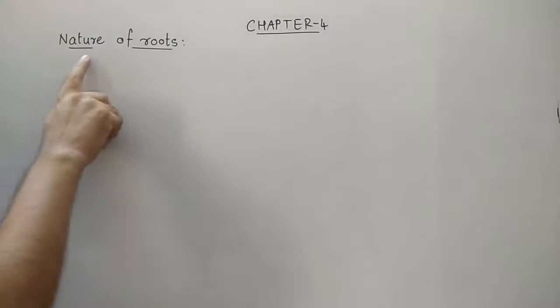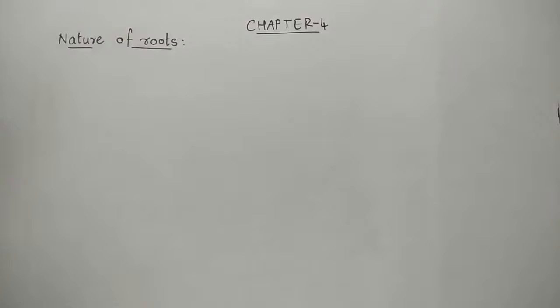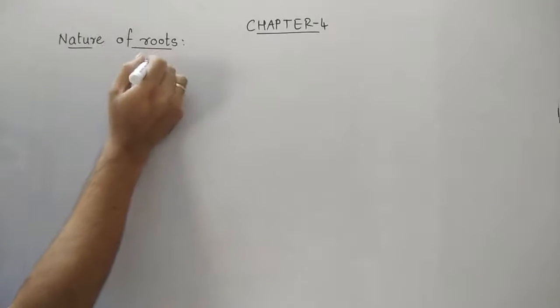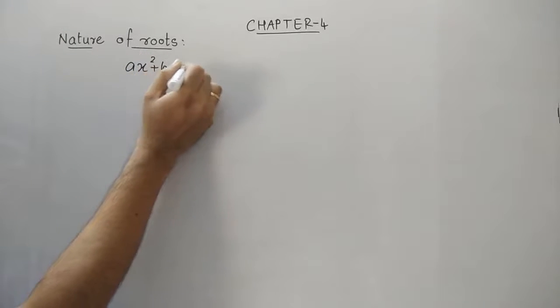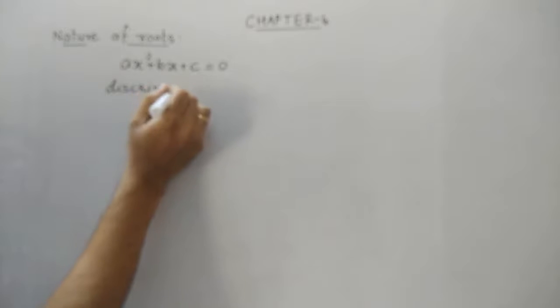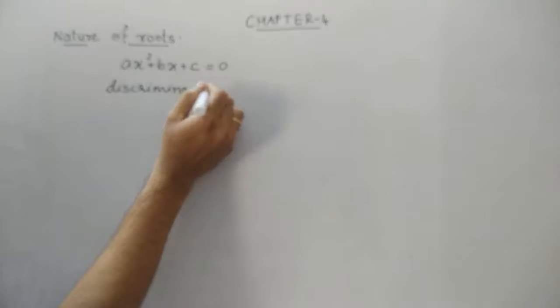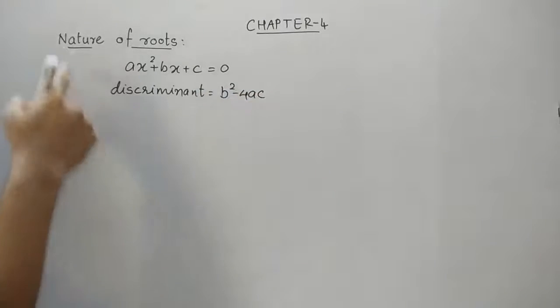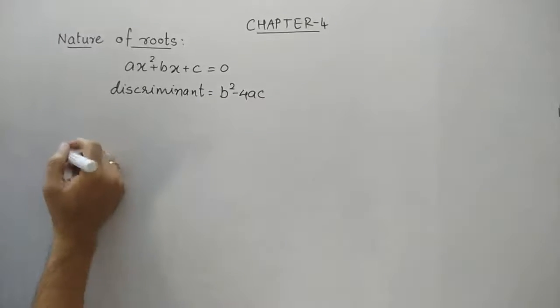With the new topic, that is the nature of the roots. As we already discussed in the quadratic formula, the standard form of quadratic equation is ax square plus bx plus c equals to 0. In the last lecture we discussed the discriminant value, that is b square minus 4ac. Now the nature of the roots is based on this value.